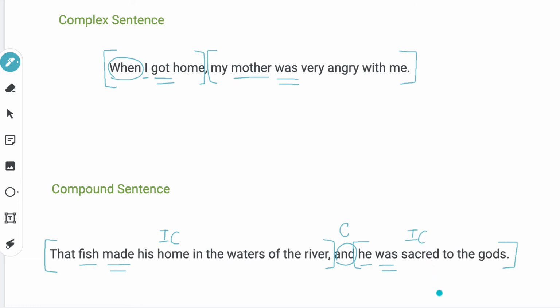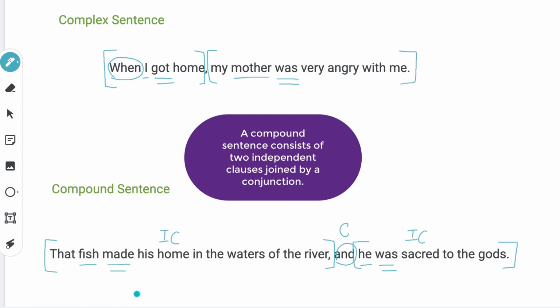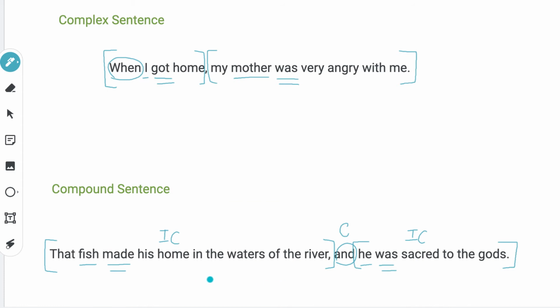So this is a good example of how to teach students to recognize a compound sentence. A compound sentence consists of two independent clauses joined by a coordinating conjunction. And as we diagram the parts of the sentence, we can see that's exactly what we have. We can also use this sentence to mark prepositional phrases. Let's look for the prepositional phrases in this compound sentence.